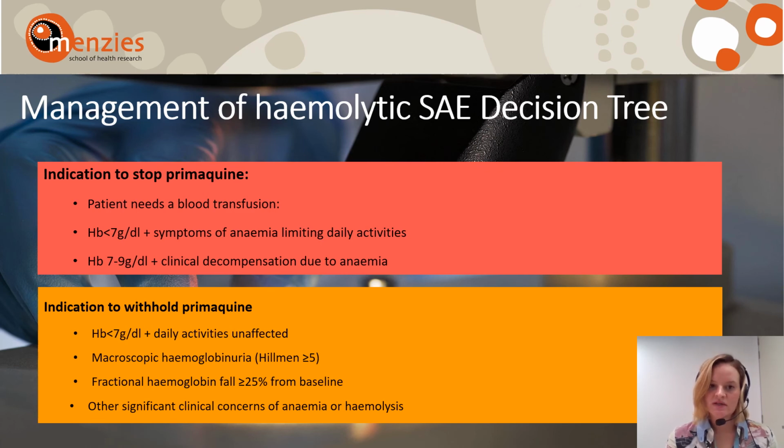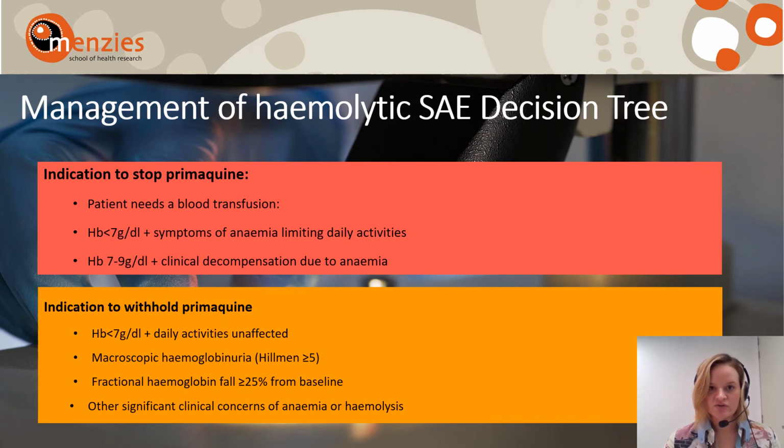Here at Menzies, we have made a management of hemolytic SAE decision tree to assist clinicians to assess whether primaquine needs to be stopped. So primaquine treatment needs to be stopped if the patient needs a blood transfusion. If they have a hemoglobin of less than 7 and symptoms of anemia which is limiting their daily activities, or a hemoglobin between 7 and 9 and clinical decompensation due to anemia.